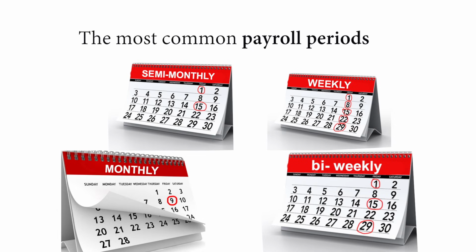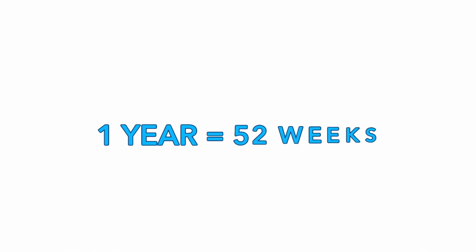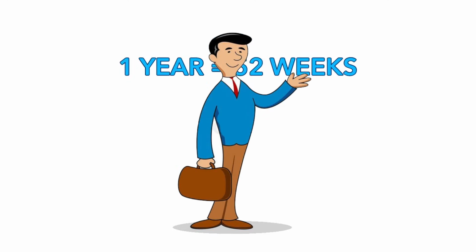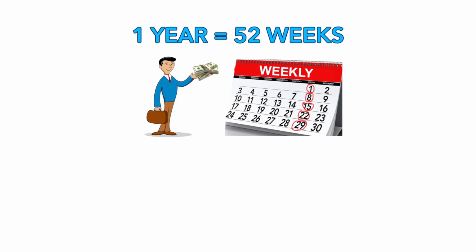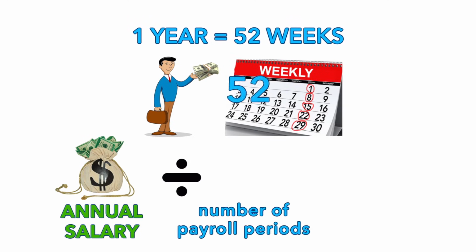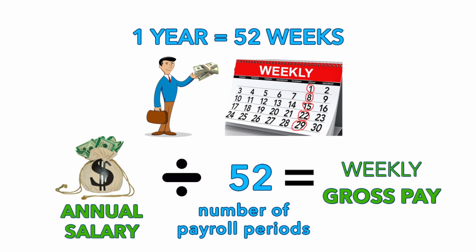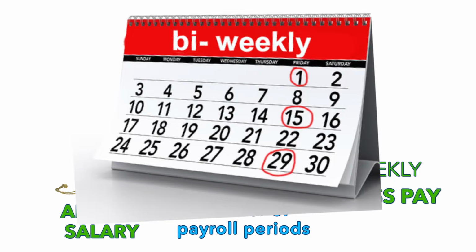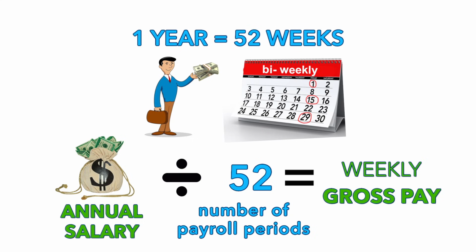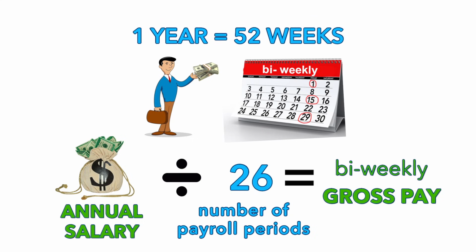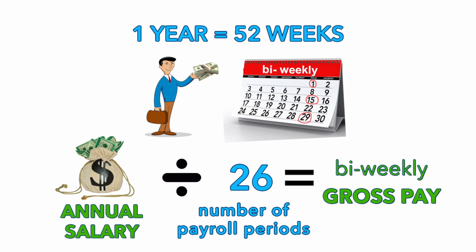Remembering how many payroll periods there are in a year for each can be tricky. Start by remembering that each year has 52 weeks. So, if an employee gets paid weekly, divide the annual salary by 52. If an employee gets paid bi-weekly or every 2 weeks, the number of payroll periods is 26, or 52 divided by 2. So the gross pay is the annual salary divided by 26.